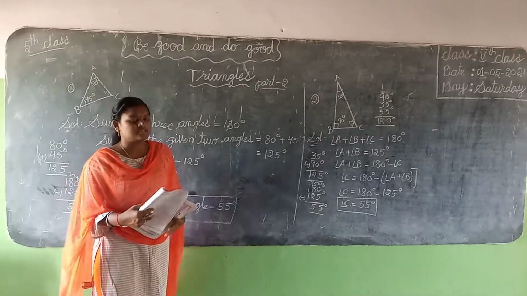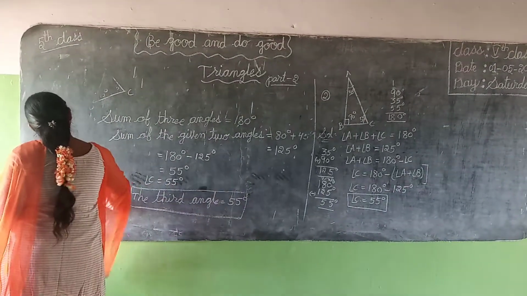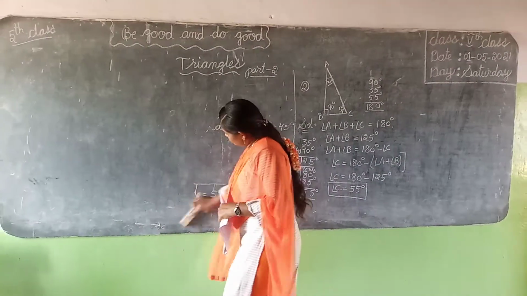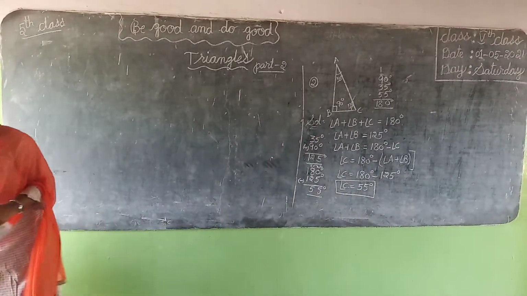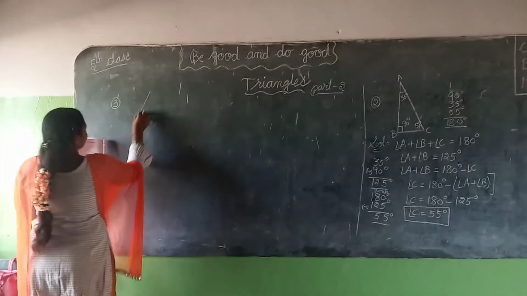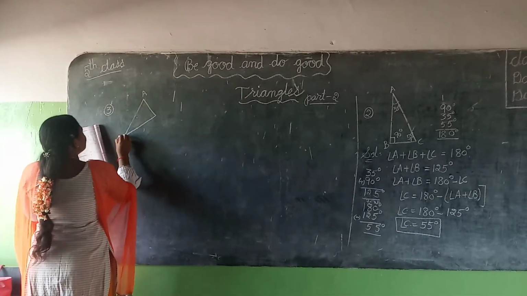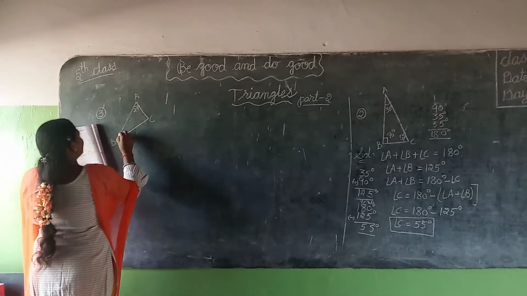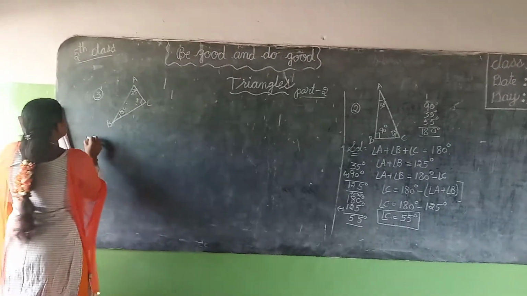So note down the second answer and draw the third diagram. So, the third diagram. Vertices A, B and C. The first one is angle A is 25 degrees, angle B is 15 degrees. Find out the third angle.